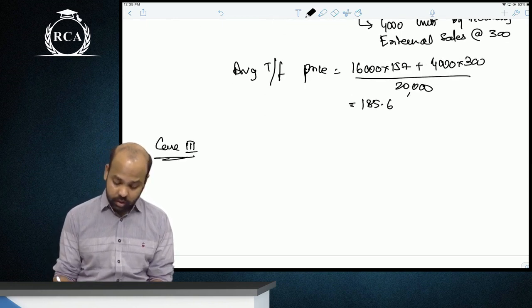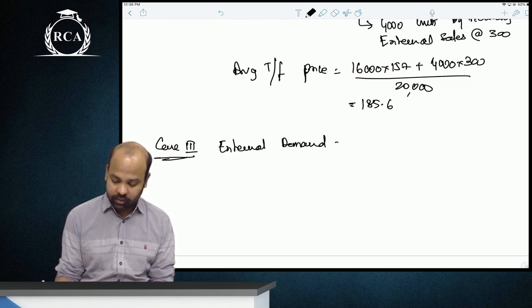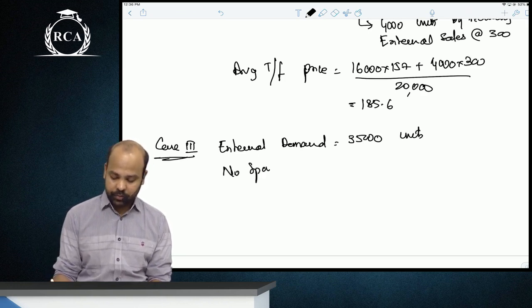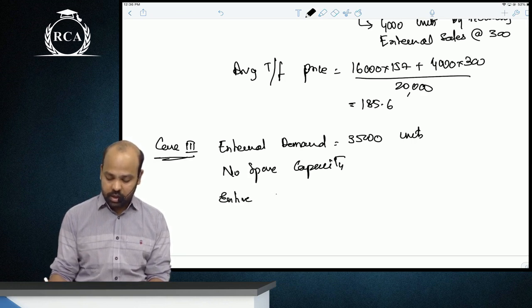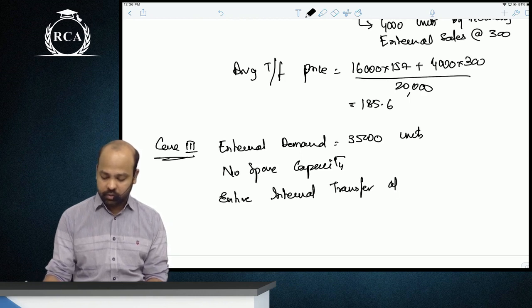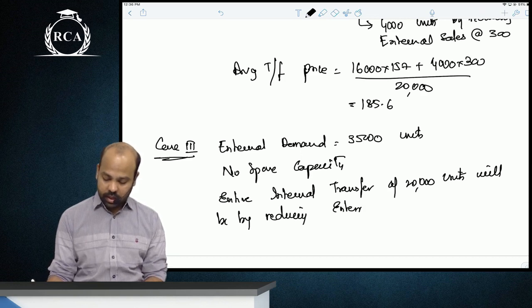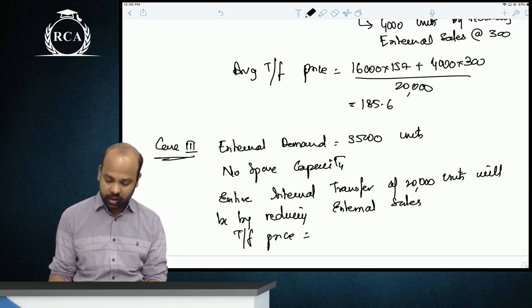Case 3. When external demand is 35,000 units, there is no spare capacity at all. Entire internal transfer of 20,000 units will be by reducing external sales. And the transfer price would be 300 rupees per unit.